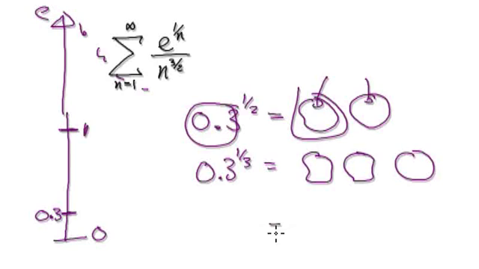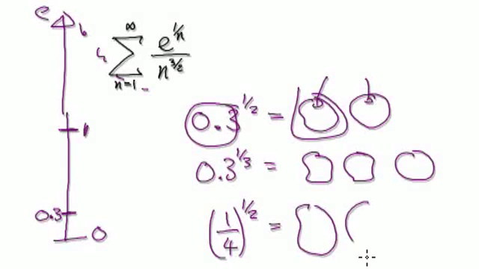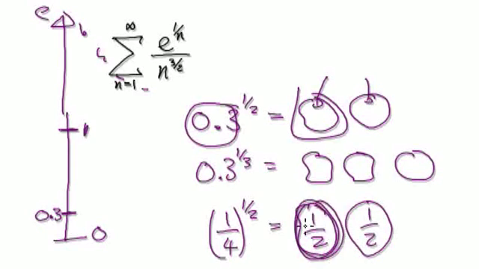For example, let's say a quarter, and then you square root a quarter. It means you're searching for a number that, when you times it by itself, gives you a quarter. Well, that would be a half. A half times a half gives you a quarter. You can see that a half here is bigger than a quarter itself.